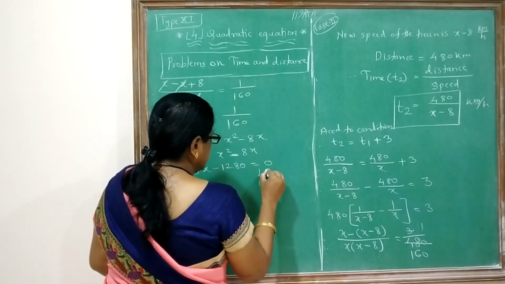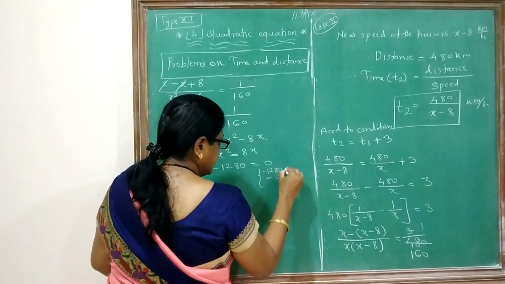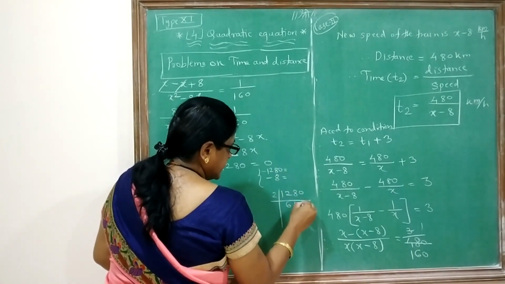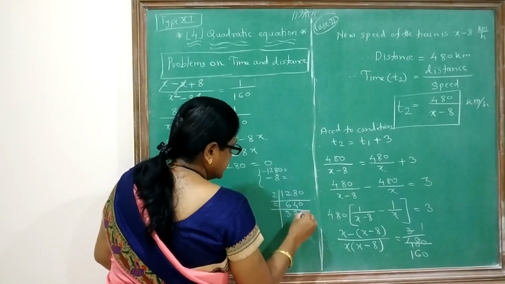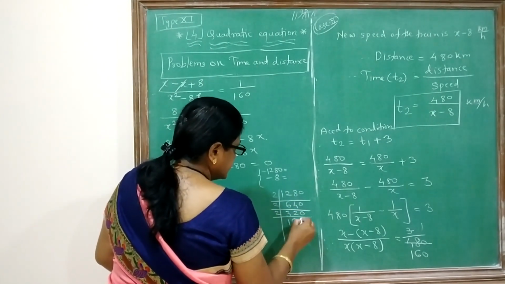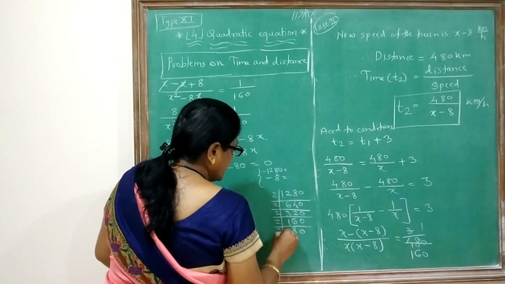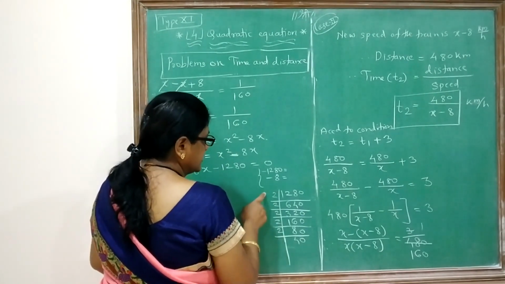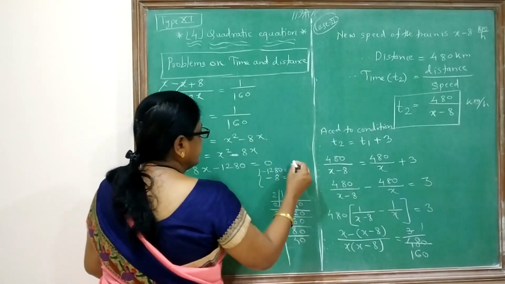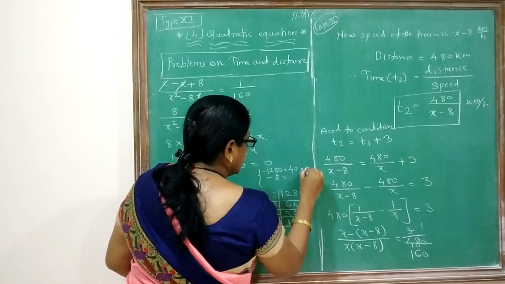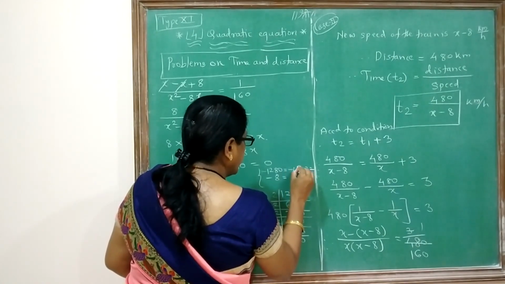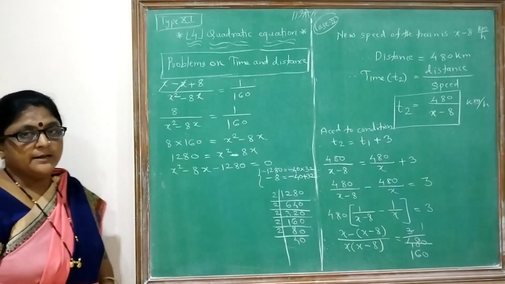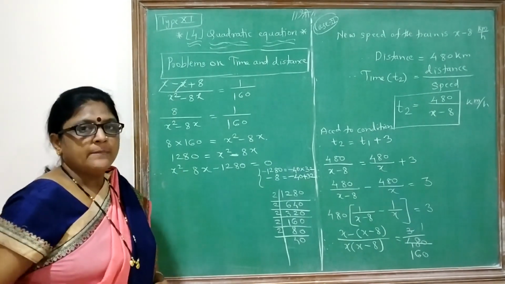Factorization method you will use, that is minus 1280, minus 8x, then you will factorize 1280. 2 sixes are 12, 2 fours are 8, 0, and so on, until we get 40 into 32. Here you will write minus 40 because minus 40 plus 32 is minus 8. Minus 40 plus 32 is minus 8.